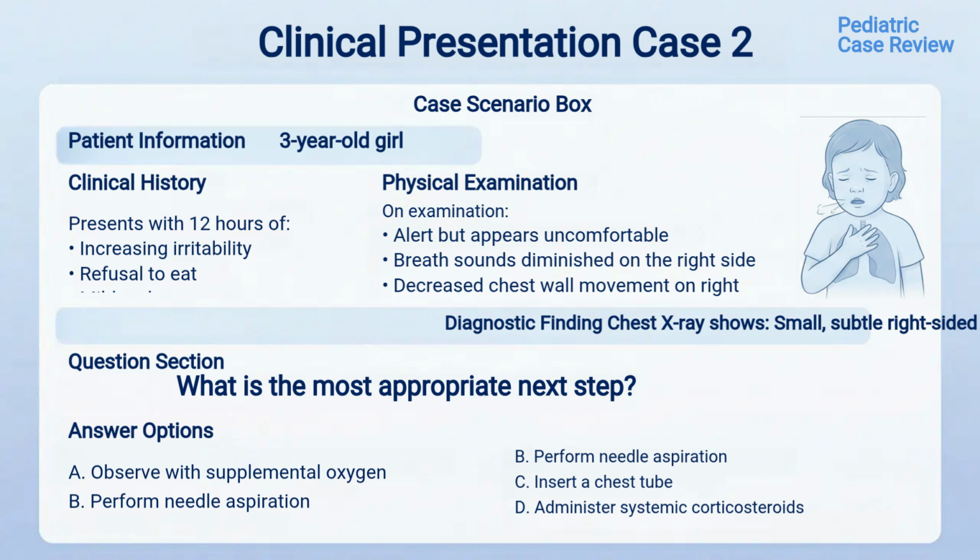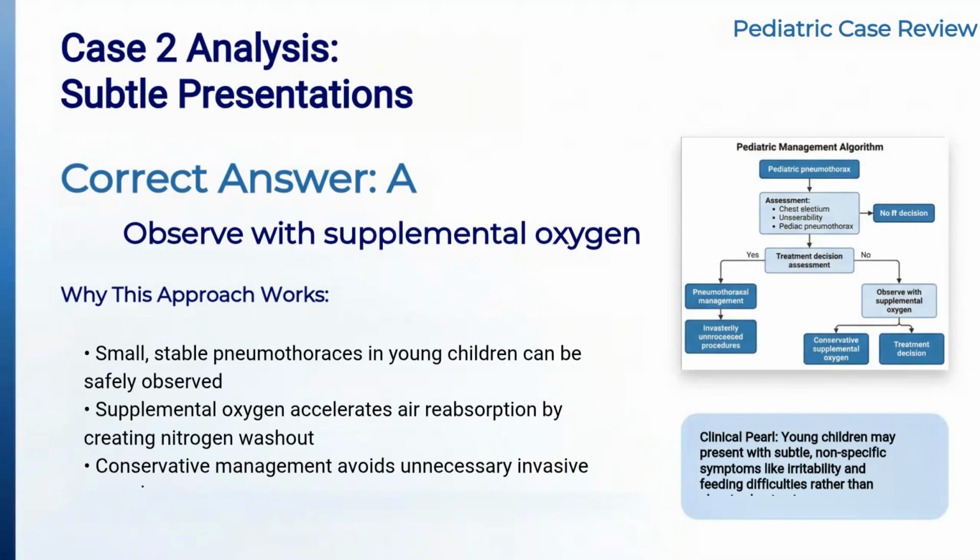Option A, observe with supplemental oxygen. Option B, perform needle aspiration. Option C, insert a chest tube. Option D, administer systemic corticosteroids. The correct answer is option A, observe with supplemental oxygen. Small, stable pneumothoraces in young children can be safely managed conservatively.